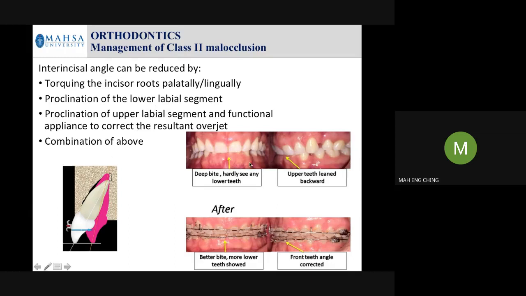You can see the bottom right pictures. This one is a typical class 2 division 2, with the upper incisors leaning backward. This patient unfortunately had a premolar taken out. So we use the fixed appliance to torque the root back. The upper incisor root will move palatally, then the crown will move labially. See the bottom left, the picture shows what the action is. Using the fixed appliance, torque the root back, then the crown forward. That's how we correct the inter-incisor angle.